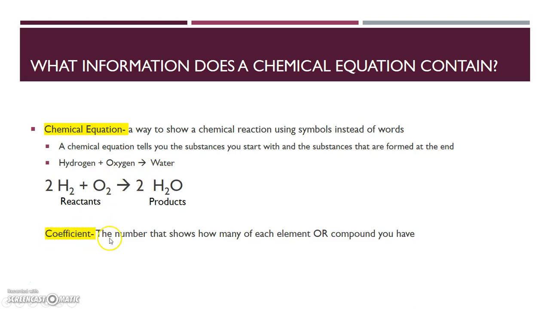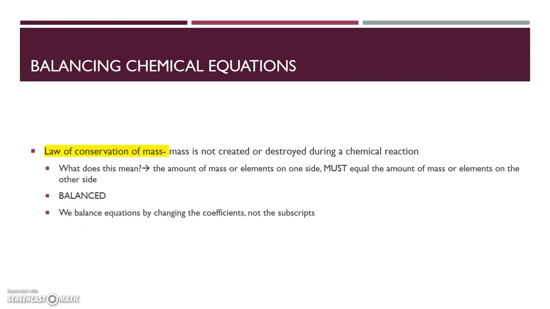Those are called coefficients, the number that shows how many of each element or compound you have. So this is a compound, and it says we have 2 of them. And so your coefficients are right there. This 2 is a coefficient, and this 2 is a coefficient. And when we balance equations, we change these numbers. We never change the subscript. That's changing things.